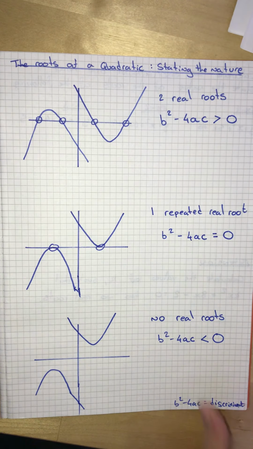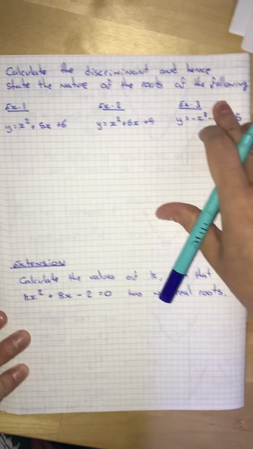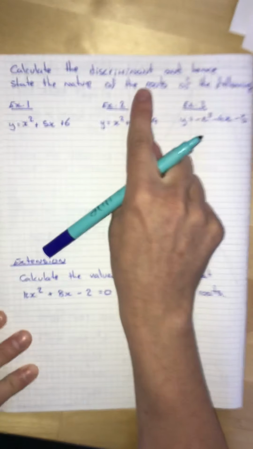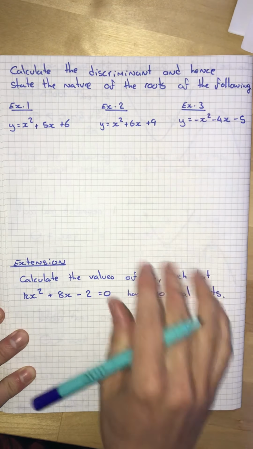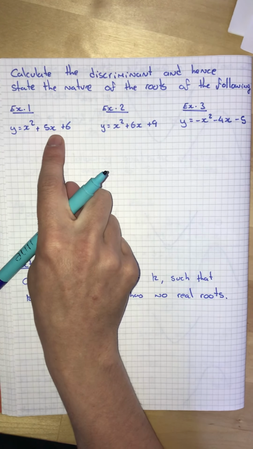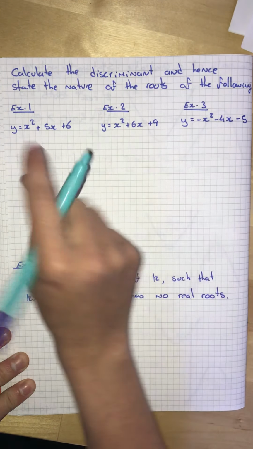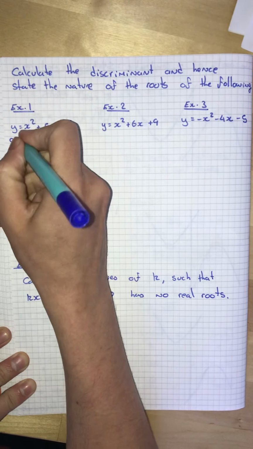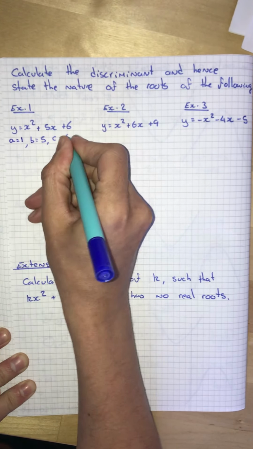So let's use that knowledge to calculate and state the nature of the roots. Calculate the discriminant and hence state the nature of the roots of the following. So we need to know our values for a, b, and c, which hopefully you remember from when we were calculating quadratic equations. You can see here that a equals 1, b equals 5, and c equals 6.